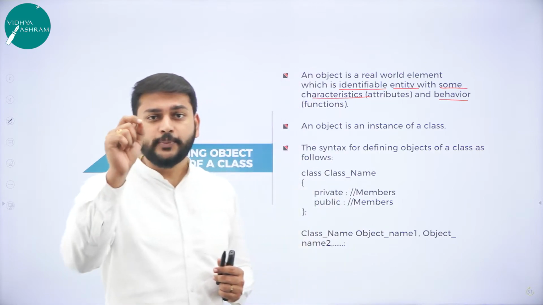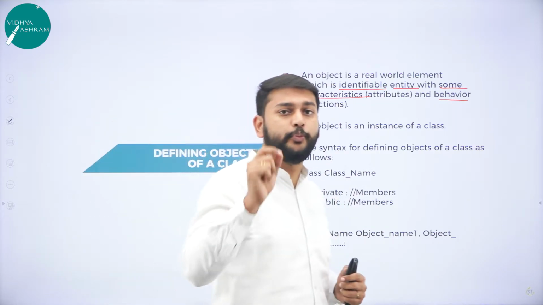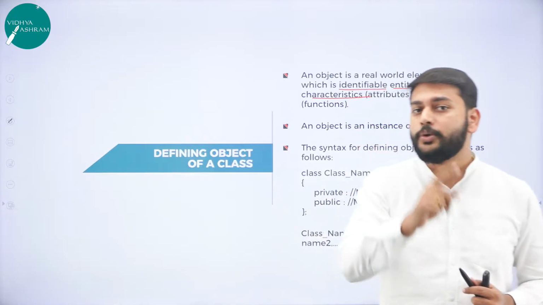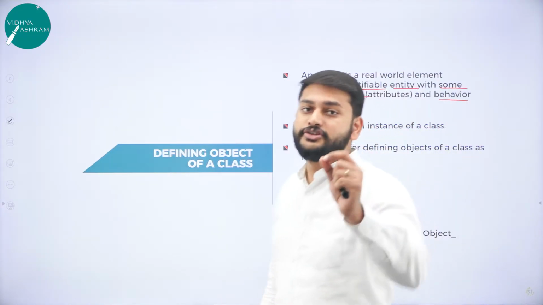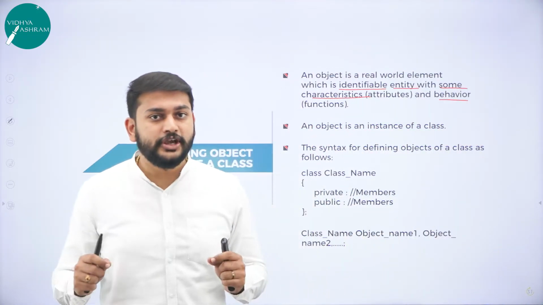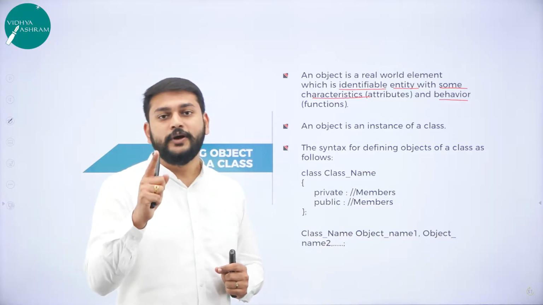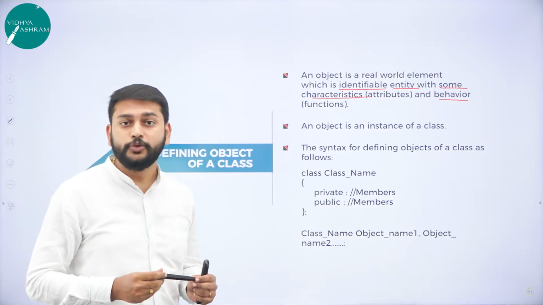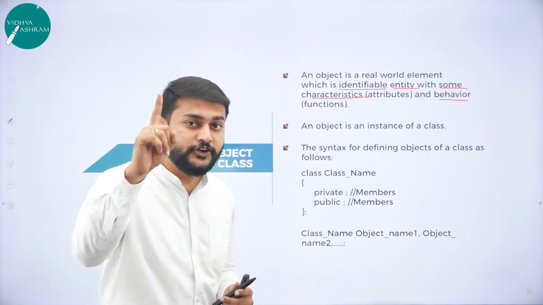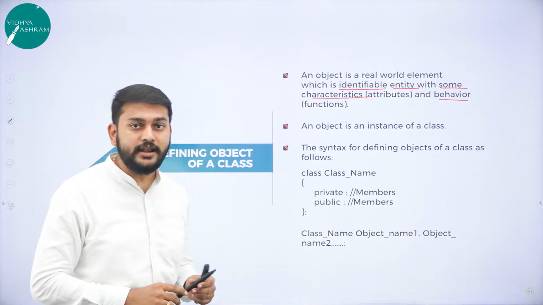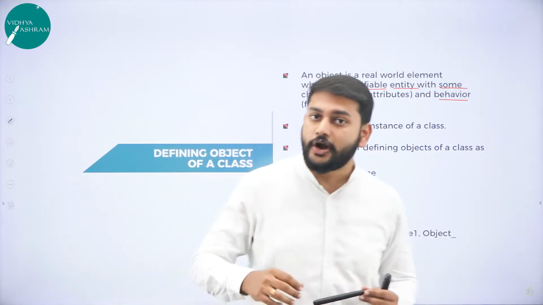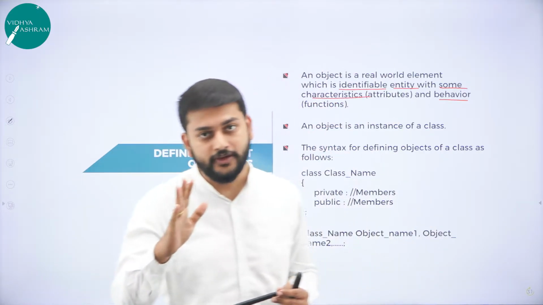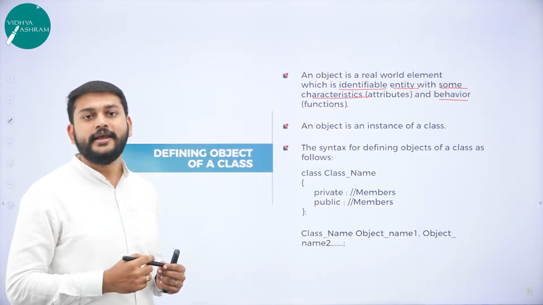Remember one thing, any entity which has both properties and behavior, I will call it a real world entity, my dear students. Any object can be called a real world entity when it has characteristics and behavior. That is how you will be identifying the object. That is the first point that you should remember. Any real world entity which has the characteristics and behavior, I will call it a real world entity.